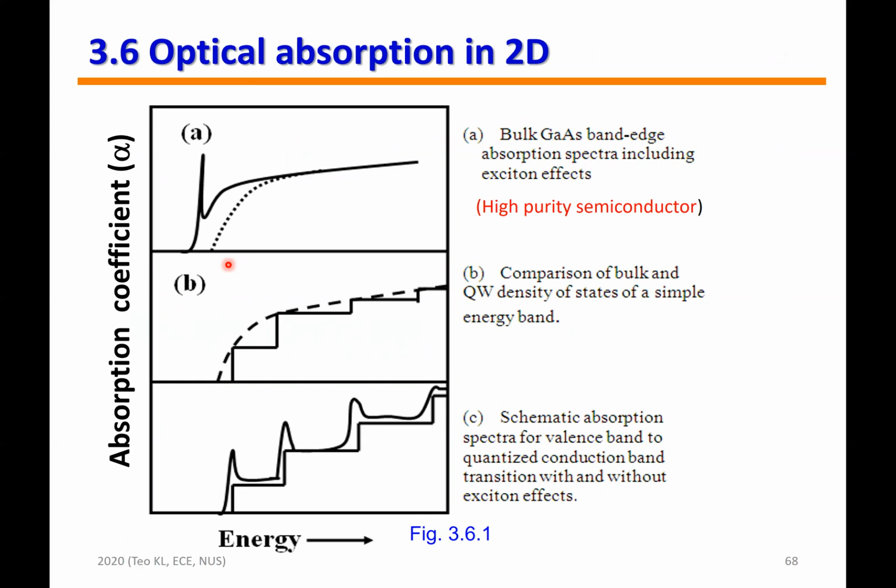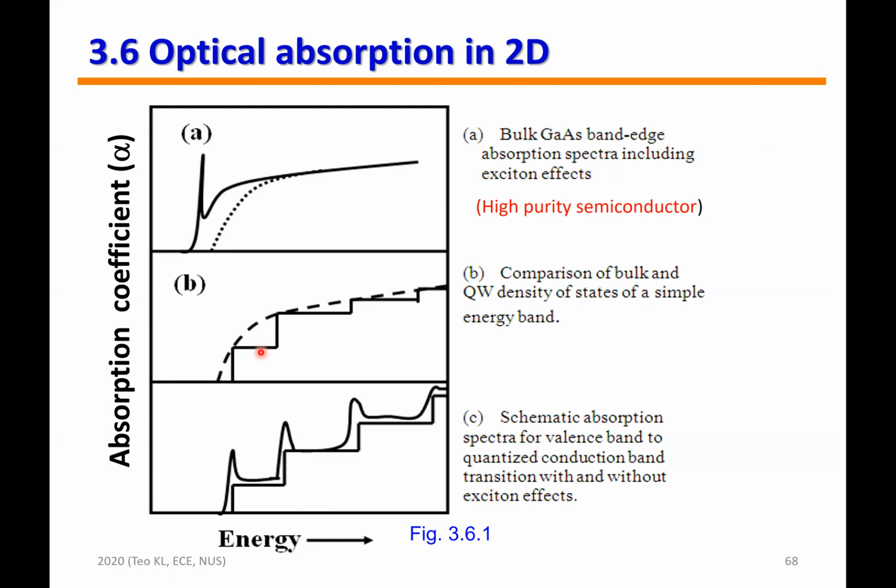Next, optical absorption. This summarizes the optical absorption for 3D and 2D. In optical absorption, the absorption coefficient is a function of photon energy. The absorption coefficient goes like a square root dependence. For high purity semiconductors, without excitons, it will go like a square root dependence. With excitons, there will be a sharp peak riding on top of the square root dependent curve. So there's a sharp peak, and that is the exciton effect.